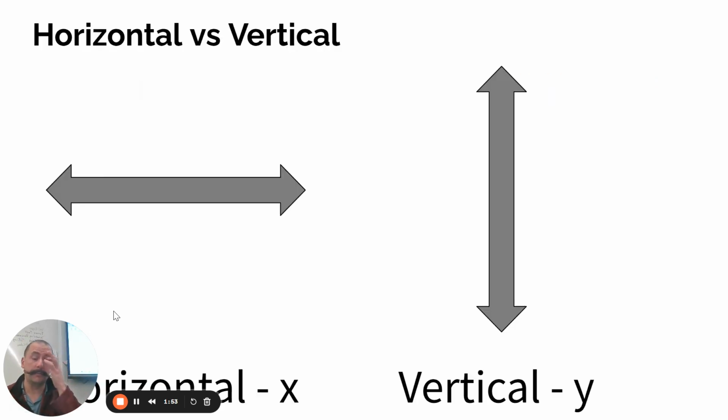Okay, two terms to be familiar with: horizontal versus vertical. Students usually end up confusing the two. Since we have two different motions going on at the same time, we have one motion that is horizontal and a different motion that is vertical. We'll talk about those a little more in depth. But horizontal goes left and right, vertical goes up and down.